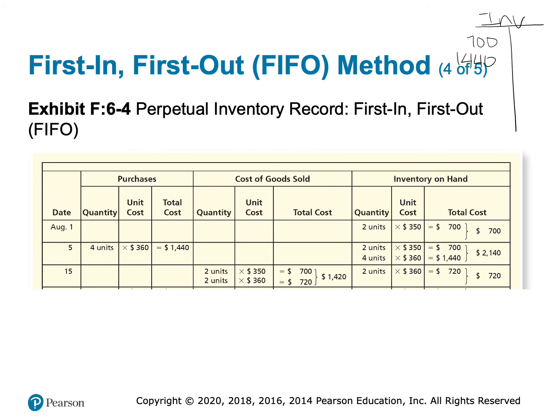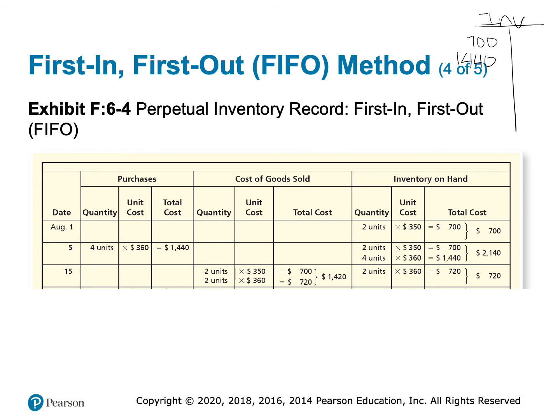Okay. Now, again, we don't know that we actually sold the 2 old ones plus 2 of the new ones. Maybe we sold all 4 of the new ones. Maybe we sold 1 old one and 3 new ones. We don't know exactly, but we're assuming.